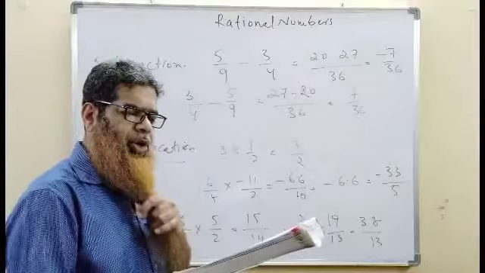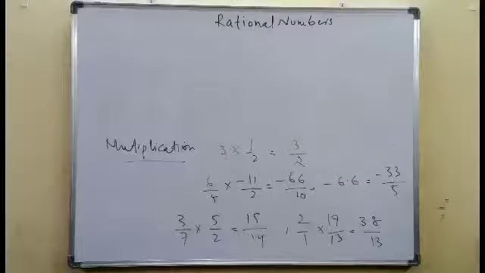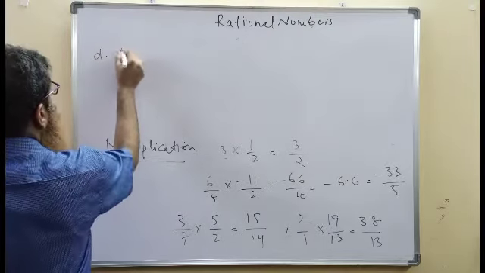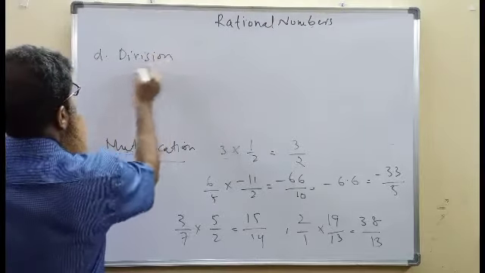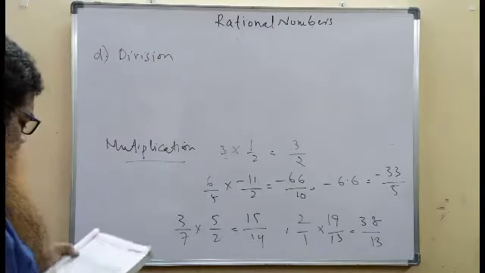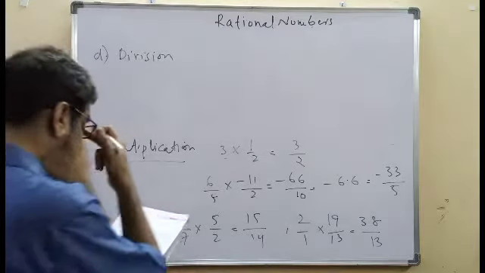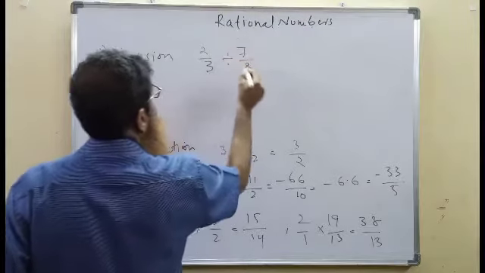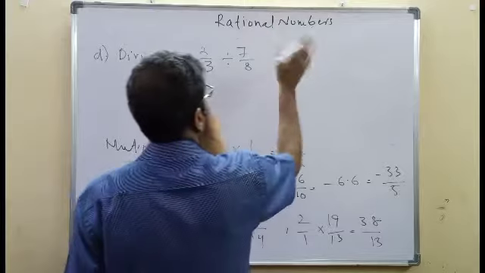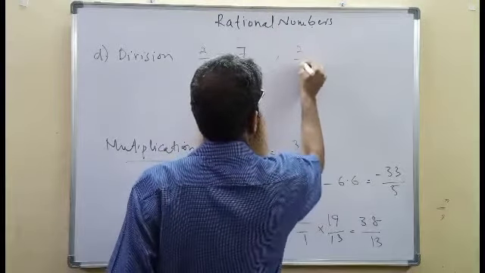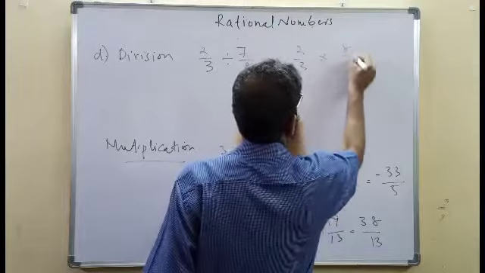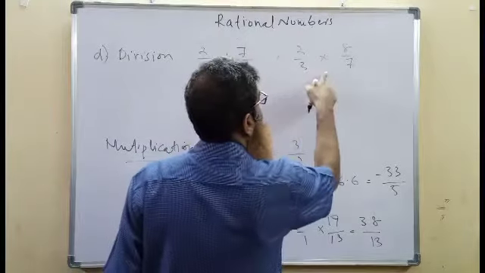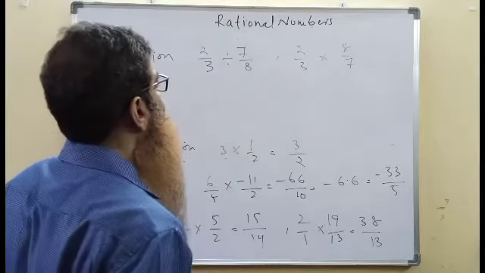A divided by B also belongs to Q, that is, rational numbers. Then the operation division, the fourth operation after addition, subtraction and multiplication. Consider two rational numbers, 2 by 3 and 7 by 8. 2 by 3 divided by 7 by 8. What we do is, instead of division, we take the inverse of one number, 8 by 7, and multiply it. We take the inverse of one number, then multiply with the actual number.